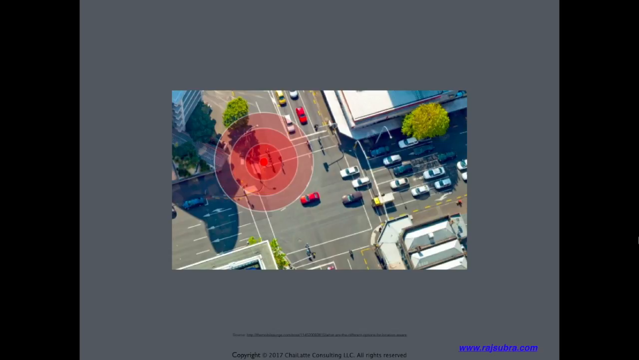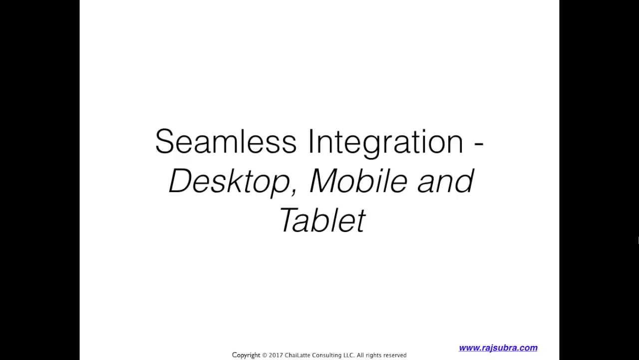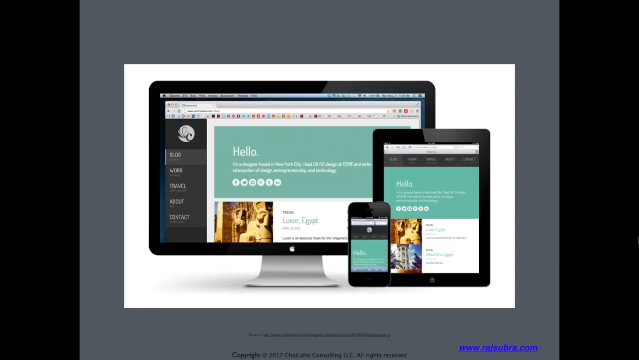So location aware apps are something which are really important. Next is seamless integration between desktop, mobile, and tablet. Say you're using a website, then you want to complete a transaction on a mobile phone or a tablet. You want the same user experience which you had on your desktop, on your mobile phone and the tablet too. It's really important to have the seamless integration, because this is a normal end user scenario.